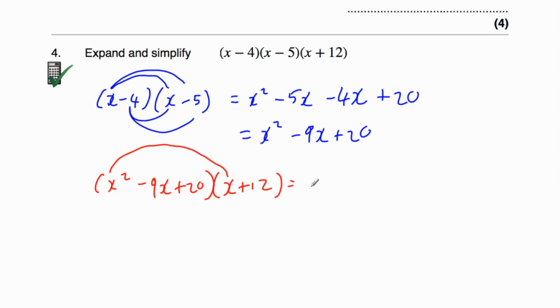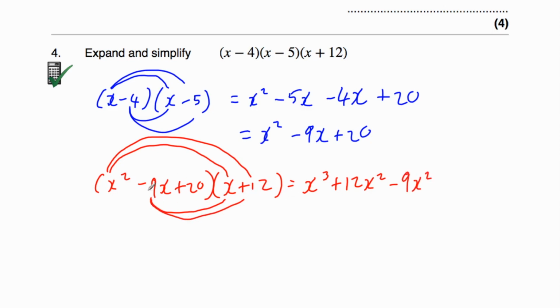So x squared times x is x cubed. X squared times 12 will be plus 12x squared. Minus 9x times x will be minus 9x squared. Minus 9x times 12, well, negative times a positive is a negative, and 9 times 12 is 108, so it will be minus 108x. And then finally, we've done our x squared, we've done our minus 9x, now let's move on to our 20. 20 times x will be plus 20x, and finally, 20 times 12 will be plus 240.